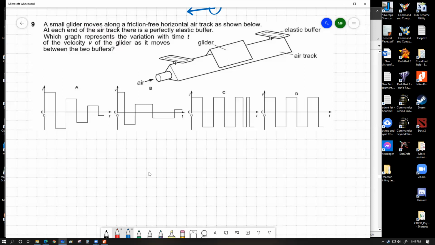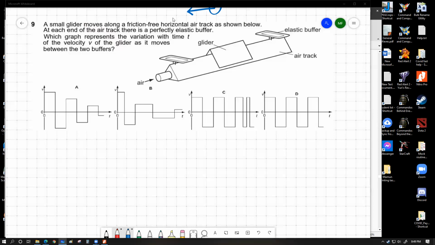Anyway, let's go for this question. A small glider moves along a friction-free horizontal track as shown below. At each end of the air track, there is a perfectly elastic buffer. Which graph represents the variation with time t of the velocity v of the glider as it moves between the two buffers? But let me just tell you what an air track is.